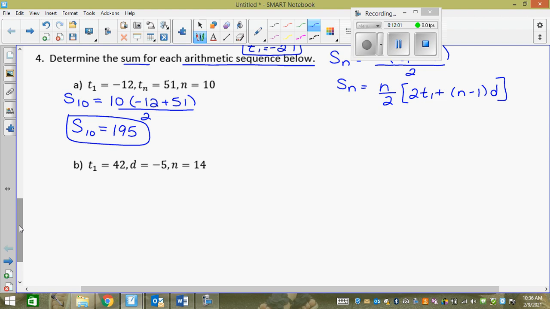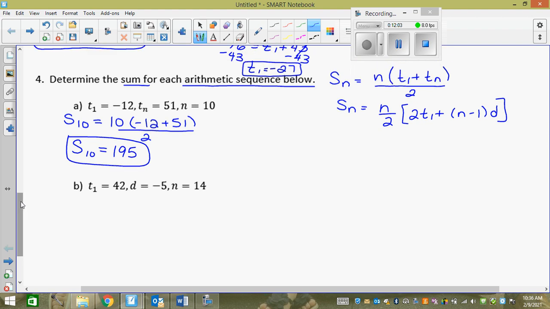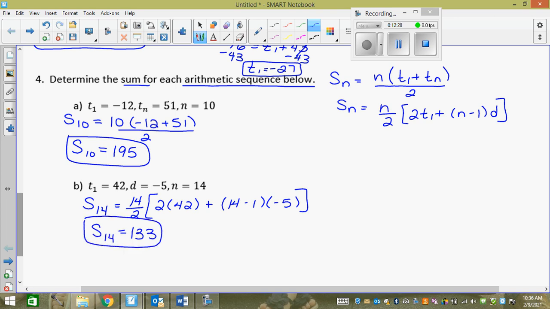Then this one, I don't know the last term, but I know T1 and D, so I can use the second one. So I'm going to find S14 equals 14 divided by 2, 2 times 42, plus 14 minus 1 times negative 5, and that equals 133. So these ones are the easier ones for sure, but you still have to know what the heck you're doing, or you don't know what formula to use, right? So the key thing is going to be determining the formulas.